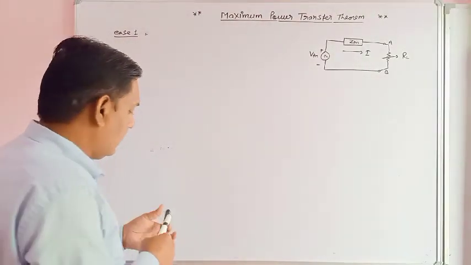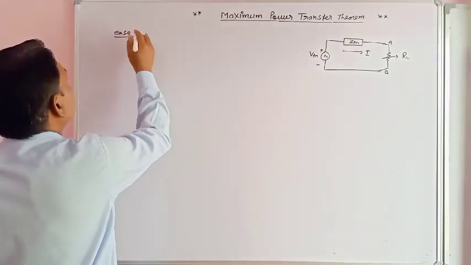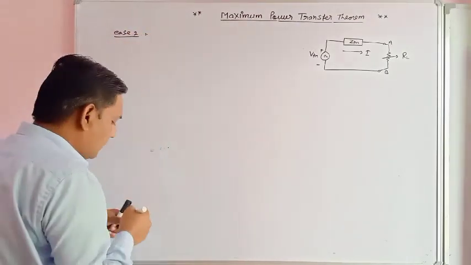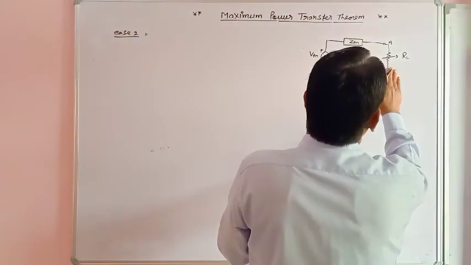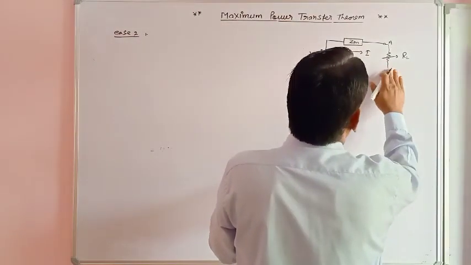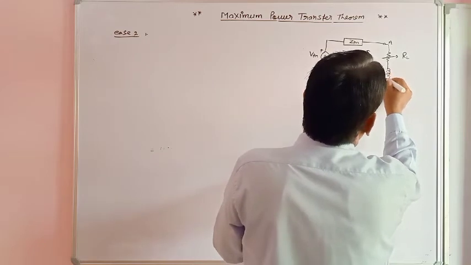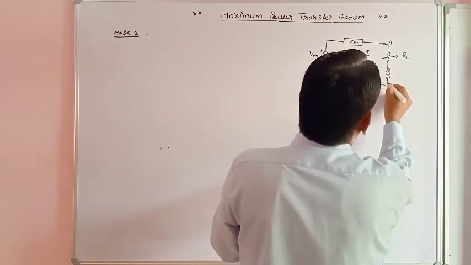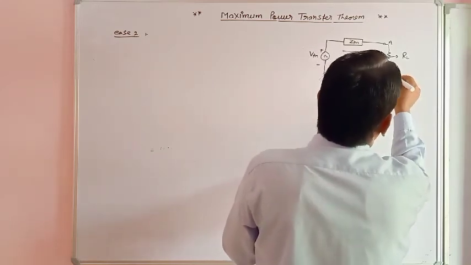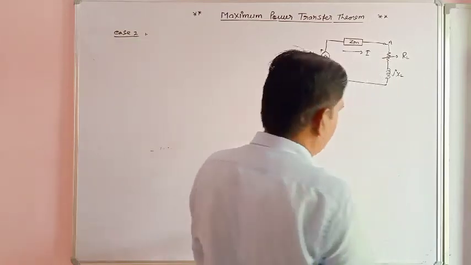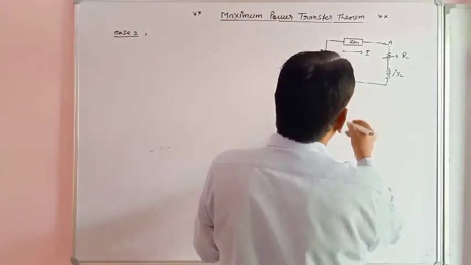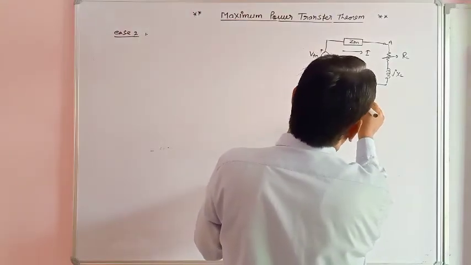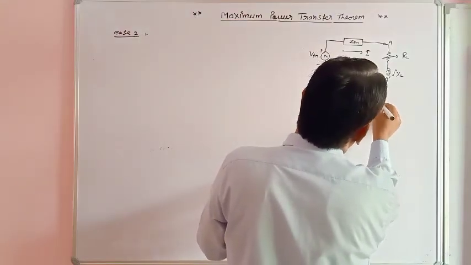Here the next case is case number two. In case number two, dear students, we are taking the same circuit, but we are taking the load as an impedance, jXL here. So again we are taking the load as impedance, ZL equals RL plus jXL.